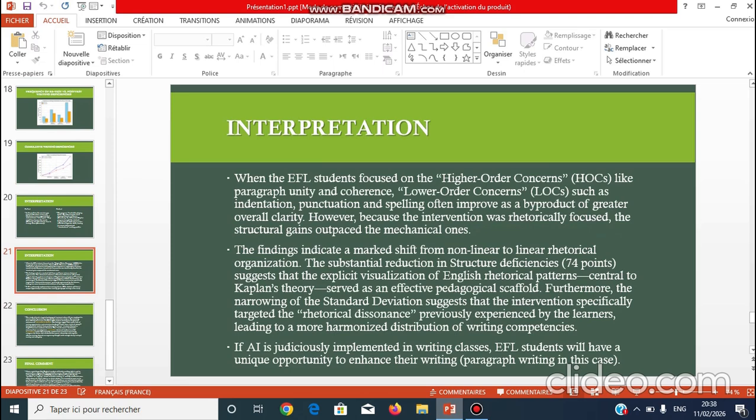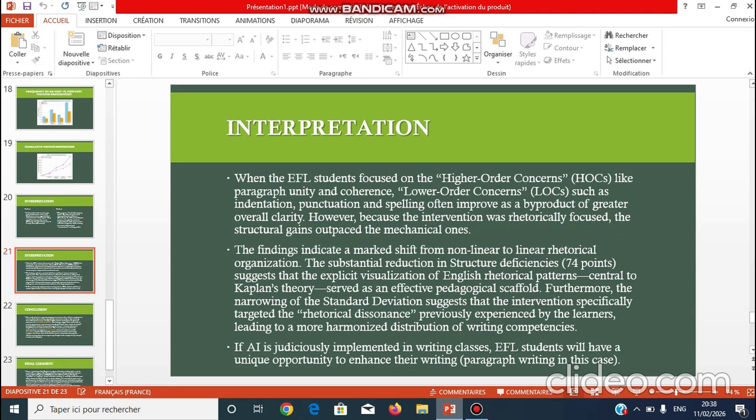When the EFL students focused on the higher order concerns, HOCs, like paragraph unity and coherence, lower order concerns, LOCs, such as indentation, punctuation, and spelling, often improve as a byproduct of a greater overall. However, because the intervention was rhetorically focused, the structural gains outpaced the mechanics.